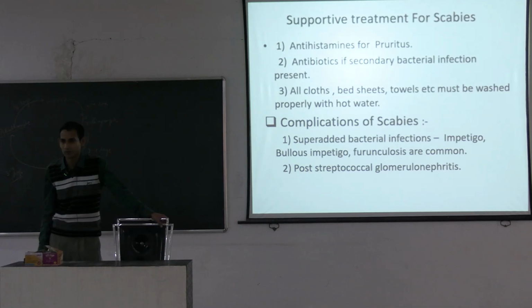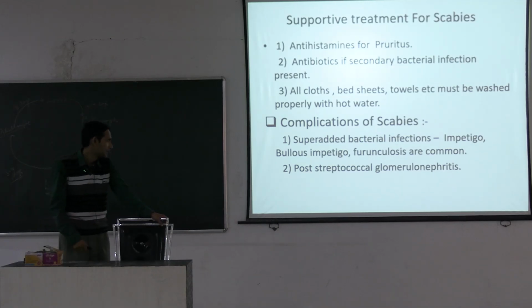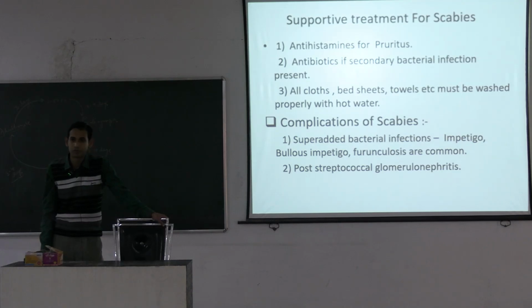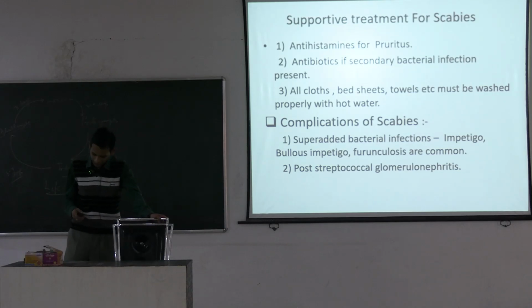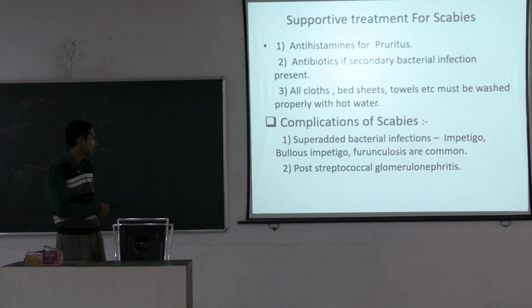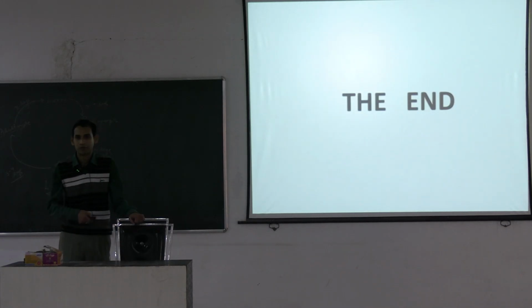So, in that case you have to give antibiotics, and in neglected cases, or if proper antibiotics are not given in time, post-streptococcal glomerulonephritis can occur, and other complications like eczematous reaction or dermatitis can occur. So, just remember the superadded secondary bacterial infections, post-streptococcal glomerulonephritis and dermatitis or eczematous reactions can occur as complications. Thank you. So, these are the aspects.